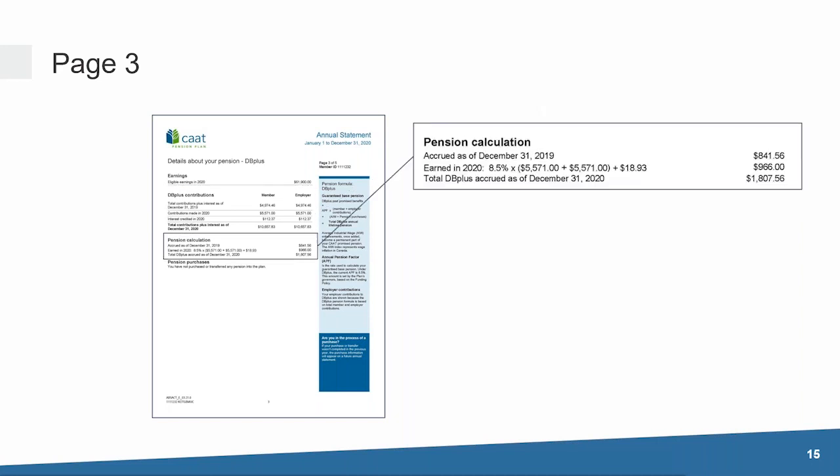This section displays how the member's pension benefit is calculated. First, it will show the pension accrued to December 31st, 2019. Next, we display the member and employer contributions and multiply them by 8.5% plus the AIW increase if applicable. Then we display the total accrued pension as of December 31st, 2020.